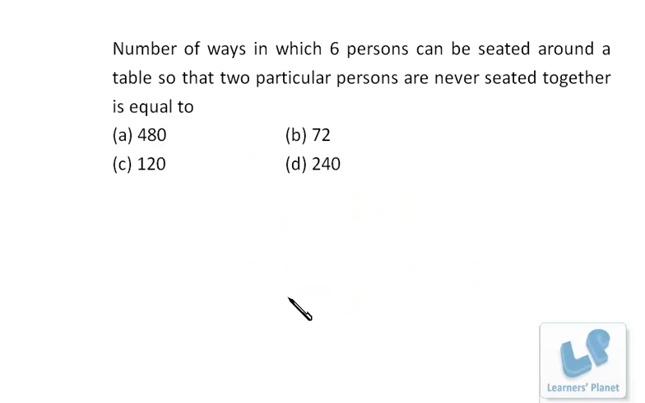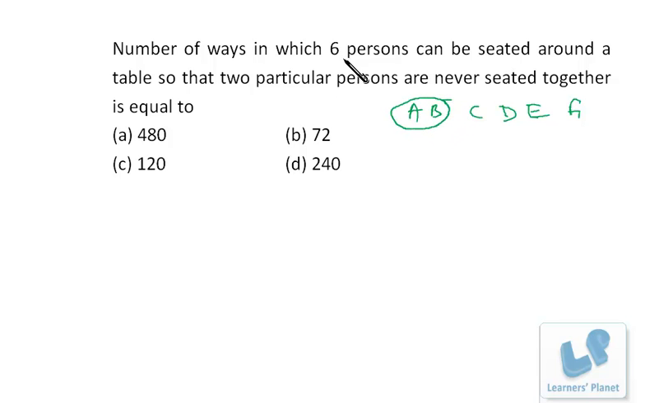In this question, the number of ways in which 6 persons can be seated around a table so that two particular persons are never seated together is equal to... I assume these 2 persons to be, suppose, A and B, right? Apart from A and B there are 4 more persons, C, D, E, F, right? Now further I would take a reverse approach over here. I would find the total number of arrangements, and from that I will deduct the arrangements when A and B are together, right?